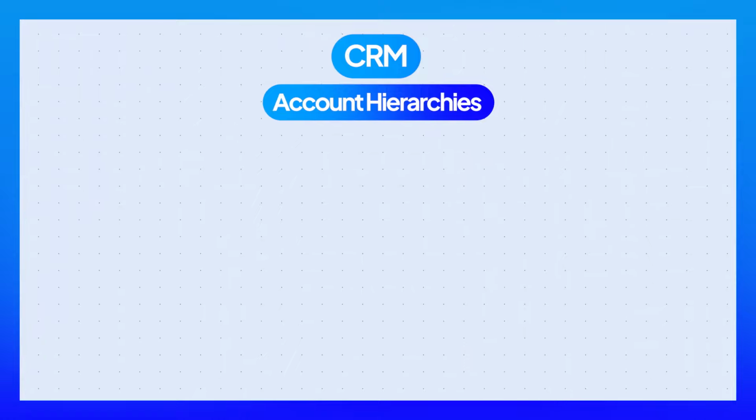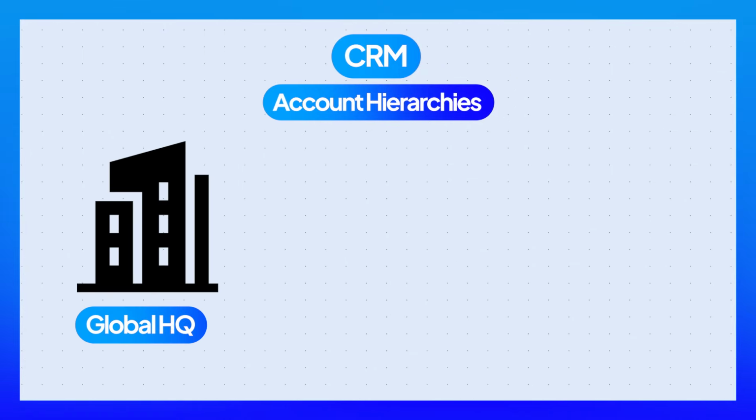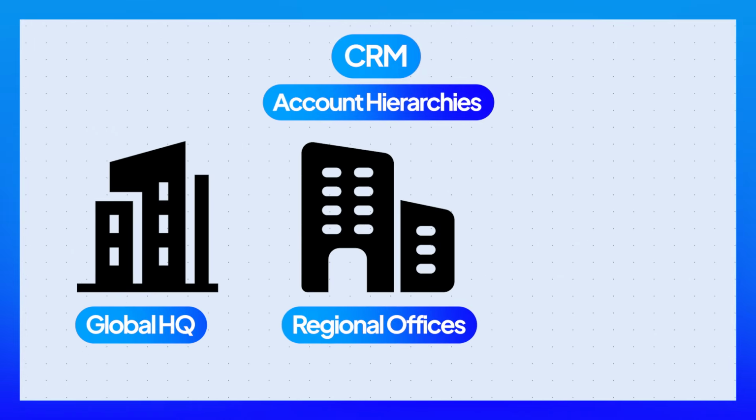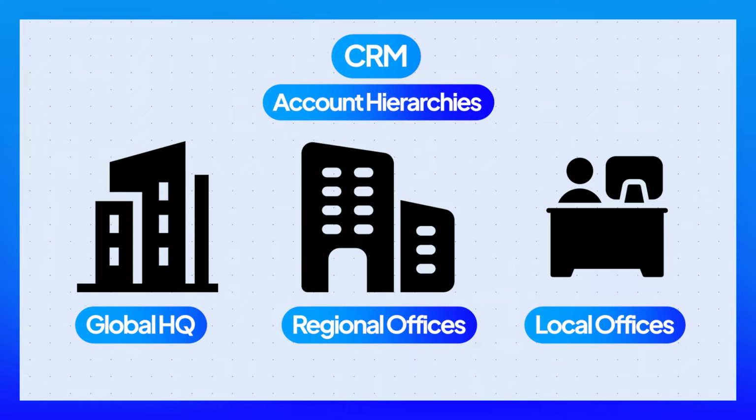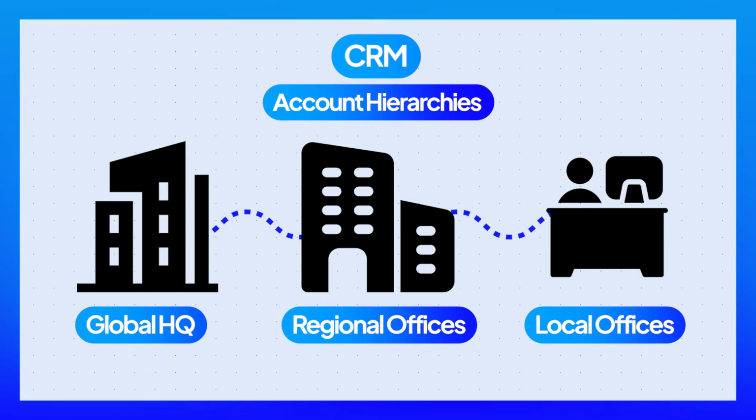Those are all contacts linking to other contacts. Or another use case is for a CRM. If you're trying to model out different account hierarchies, maybe you have a global headquarters, and then you have regional offices, and then you have local offices. Again, these are all accounts, and they're trying to link to one another. And this experience just didn't work out very well in Airtable.